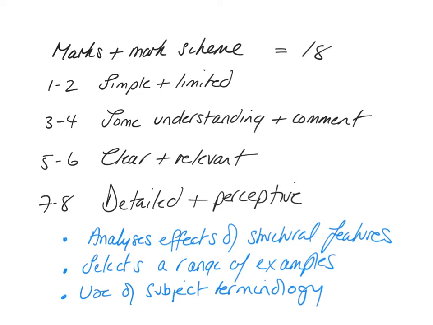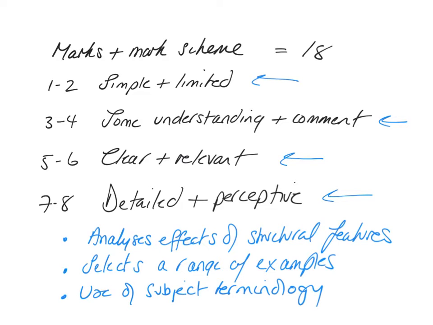So then just quickly, the marks in the mark scheme, it's an 8-mark question, and it follows that pattern of the other ones that actually, your first band is looking at simple and limited, your 3 to 4 is some understanding and comment, you get 5 to 6 for clear and relevant, or you get 7 to 8 for detailed and perceptive. And the bullet points that you're being marked against for those skills are just below in blue.